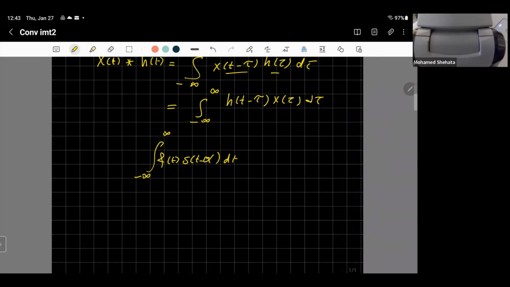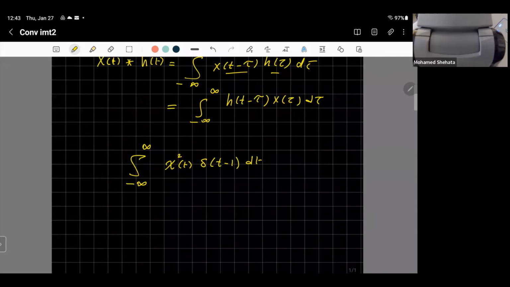Again, you just write again. Let me make it simple. An example that we did. Let's say that you have a function, and the function is equal to x squared of t, multiplied by delta t minus 1. What is the value of this function?